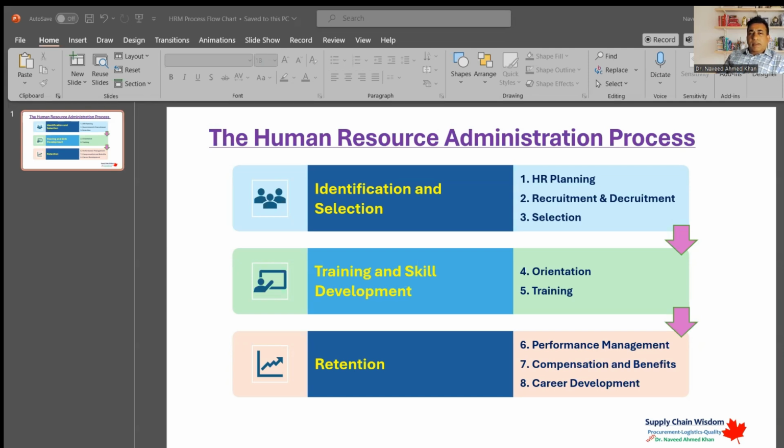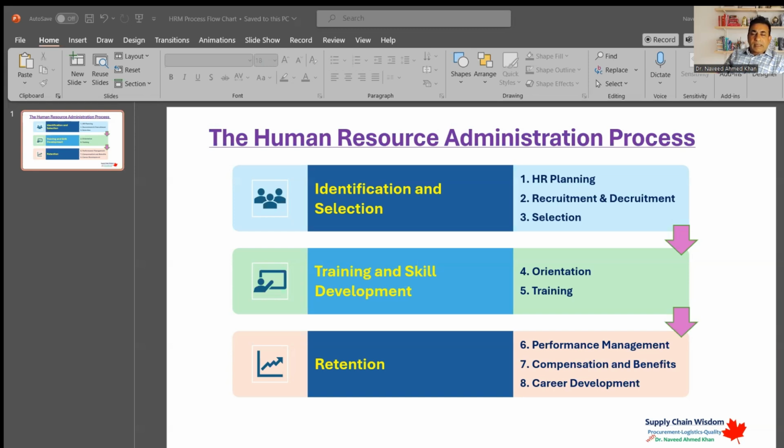Once you are done with this, then look at the next step in the process called training and development. Under training and development, there are two important steps here: orientation and training. So you have selected the right employee. So you might give them orientation. Depending upon the size of the organization or the department, you might give them departmental orientation. If you are hiring somebody at a senior position, you might give them organizational orientation, right?